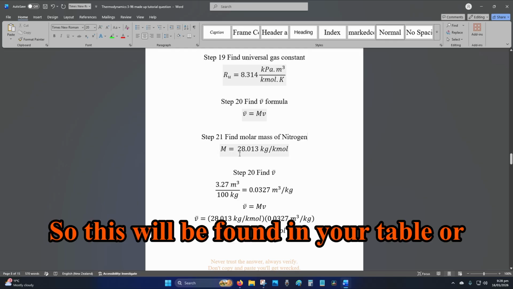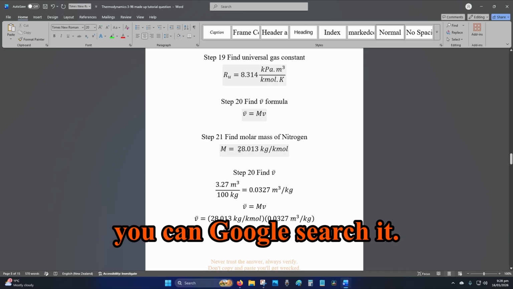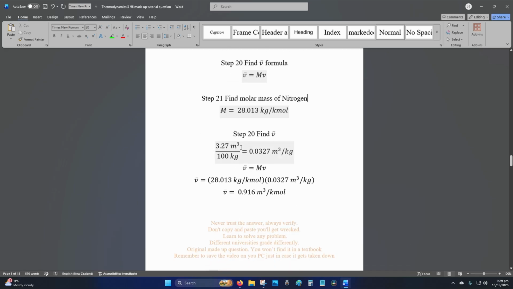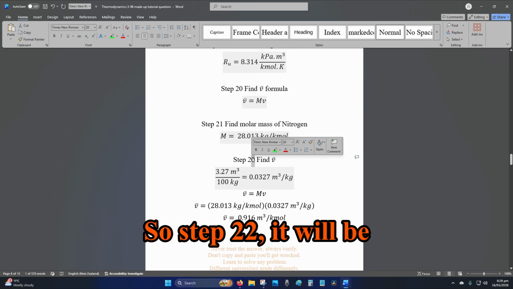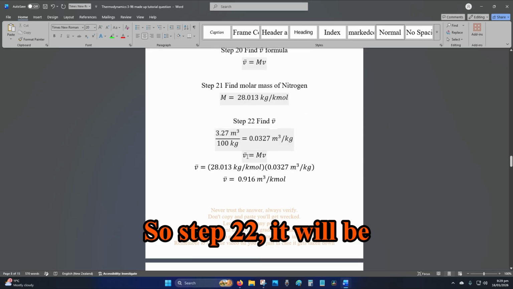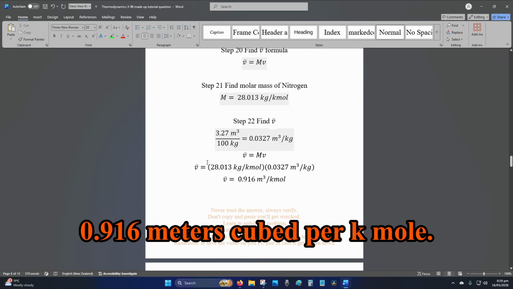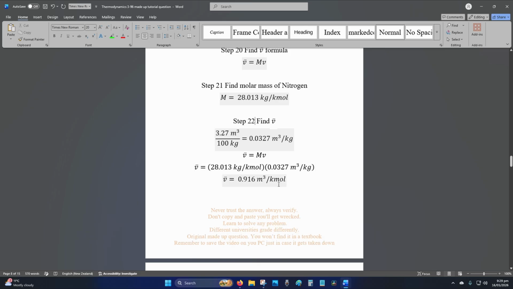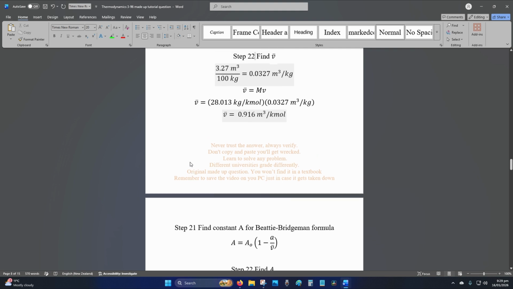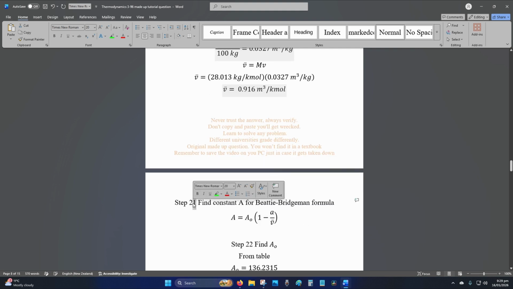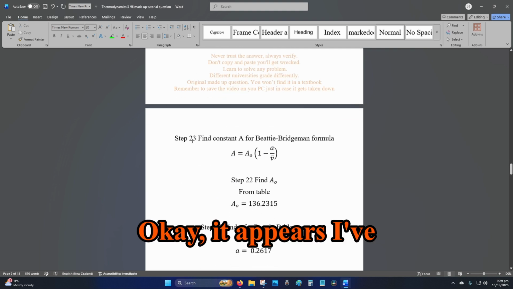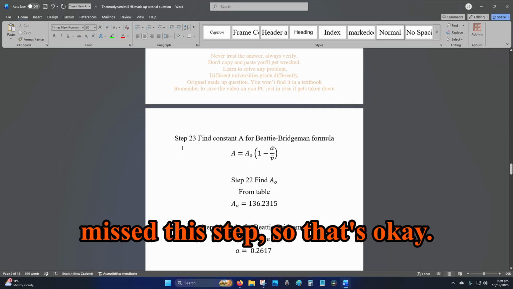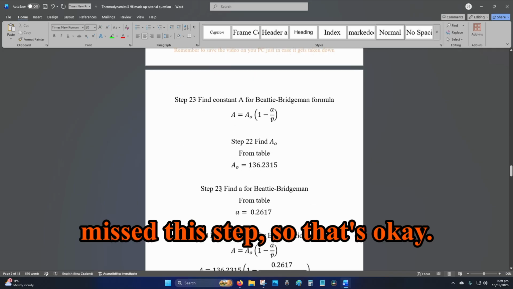So this will be found in your table, or you can Google search it. So step 22, it will be 0.916 meters cubed per kmol. Okay, it appears I've missed a step, so that's okay.